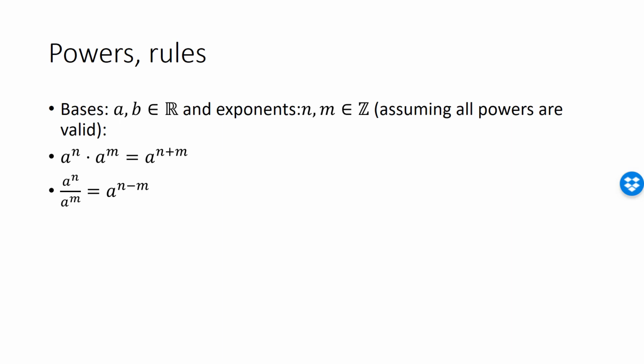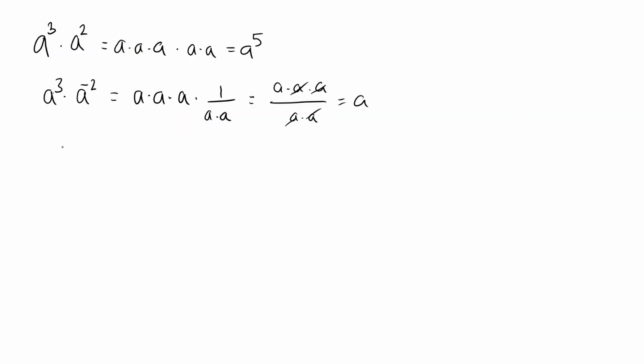The next rule deals with a fraction of powers with the same base. In this case, I simply subtract the exponents. Again, not too hard to see why this is true. For example, a to the 3 divided by a squared is the same thing as a times a times a divided by a times a, which is a. This is precisely what I get from the rule, as a to the 3 minus 2 is a to the 1, or a. Again, this works perfectly fine with negative exponents.